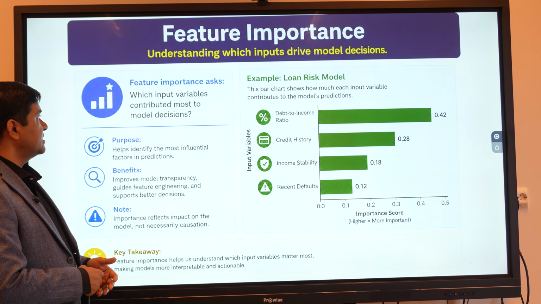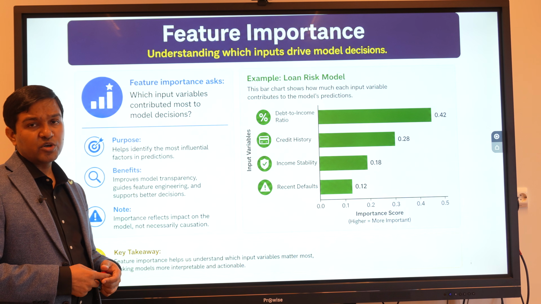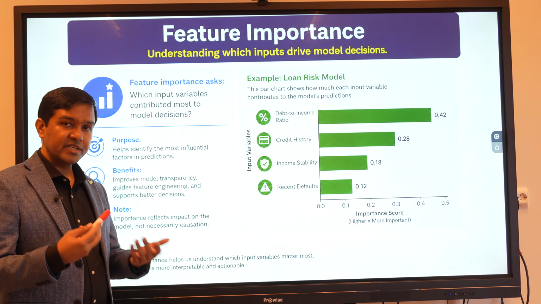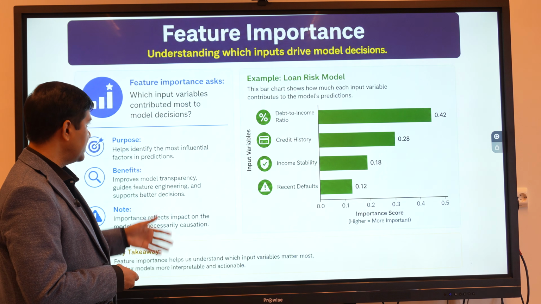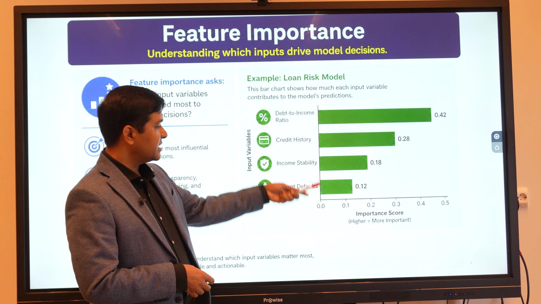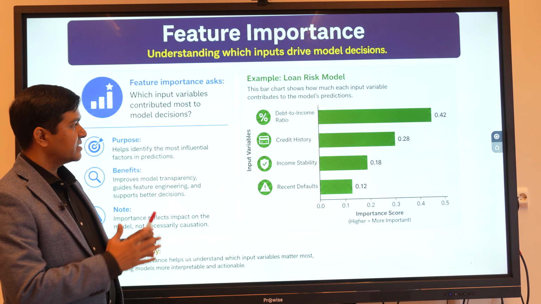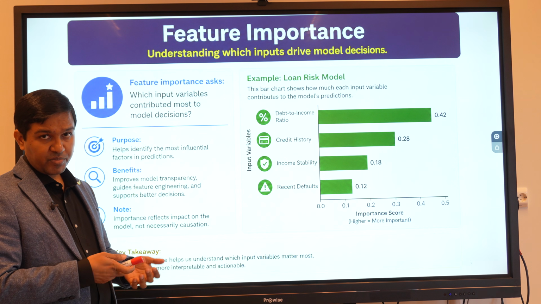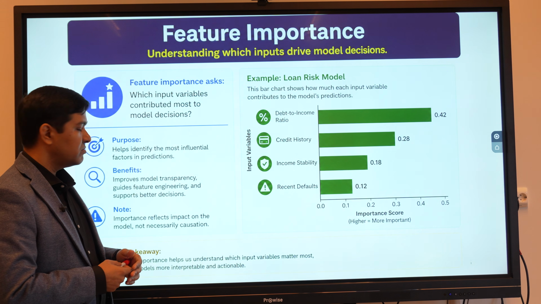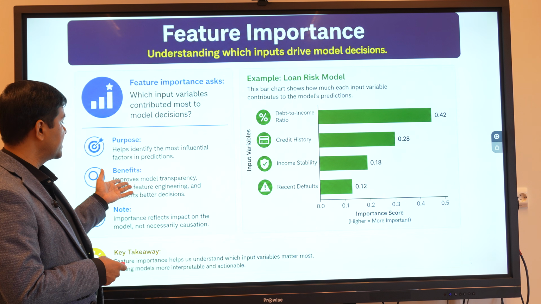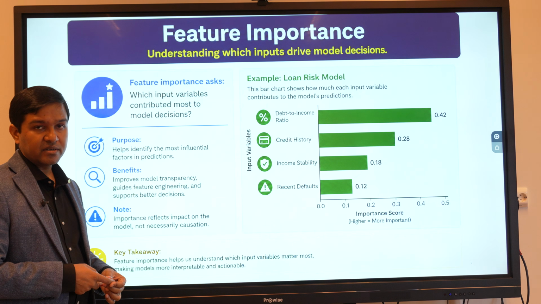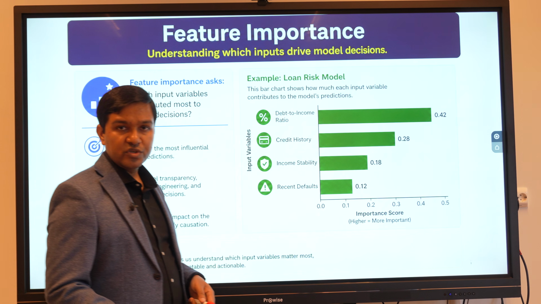Next comes feature importance. Feature importance means which variable in the input led the model to predict or decide something. For example, this is an example of a loan risk model. From this data we can see that the debt to income ratio has a higher importance score. So that is the primary factor in deciding loan approval or rejection. This gives a benefit: we can understand what is going on from which feature is more useful.